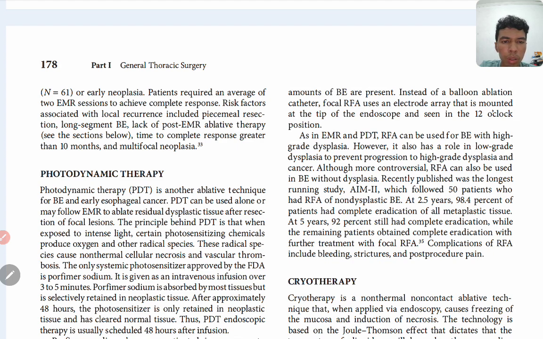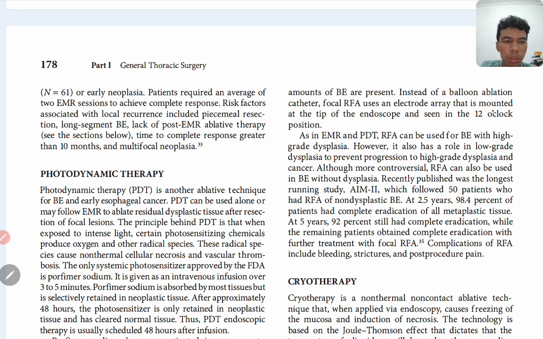As with EMR and PDT, RFA can be used for BE with high-grade dysplasia. However, it also has a role in low-grade dysplasia to prevent progression to high-grade dysplasia and cancer. Although more controversial, RFA can also be used in BE without dysplasia.